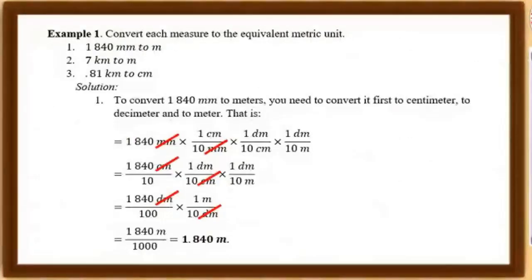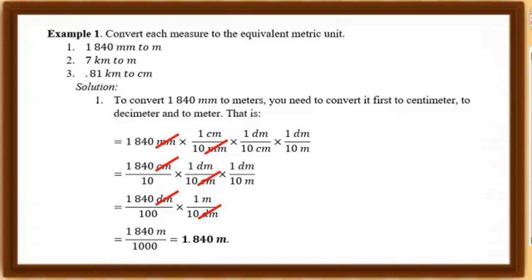Let us have an example. Let us convert the measure to the equivalent metric unit. So number 1, we have 1,840 millimeters. We're going to convert it to meters. And here is the solution for number 1. To convert 1,840 millimeters to meters, you need to convert it first to centimeters, then to decimeters, and to meters.